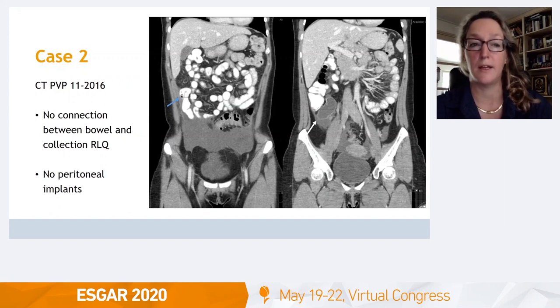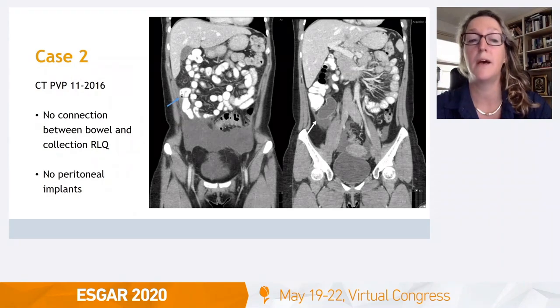We also had a CT abdomen available, portal venous phase. And this patient had ingested oral contrast medium with a very nice opacification of bowel loops. Because of that, you can see that there is no connection between the bowel, either the small bowel or the colon, and the collection in the right lower quadrant. The bowel loops are opacified and the collection is completely hypodense. Also, we see the ascites that we already saw on the other images, and we see that there are no peritoneal implants.